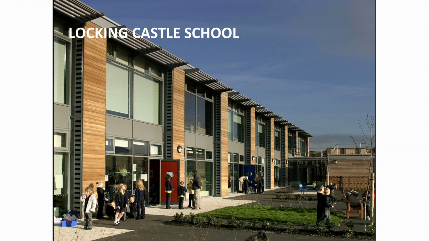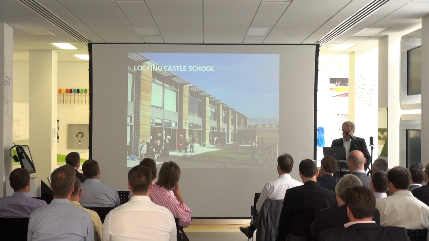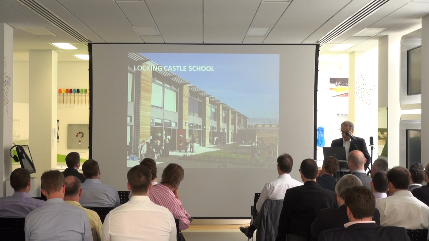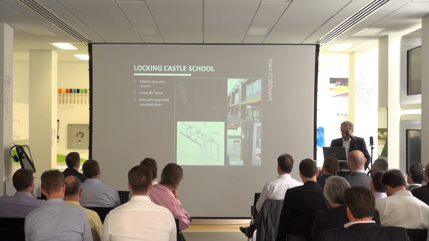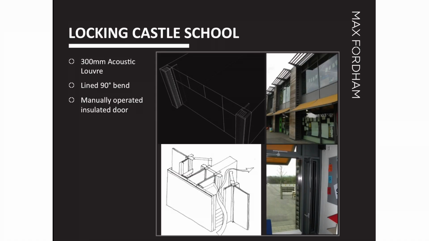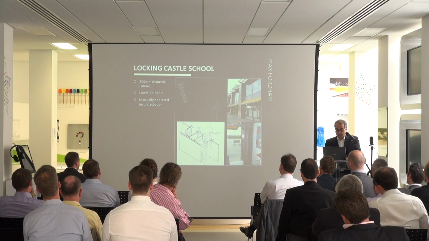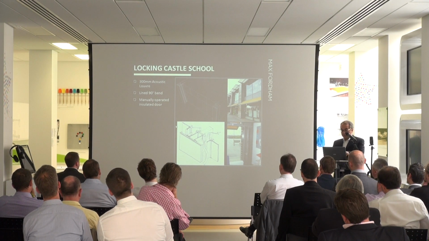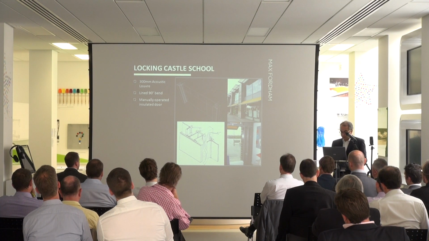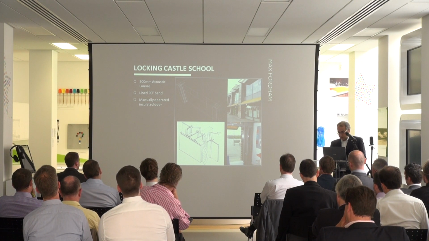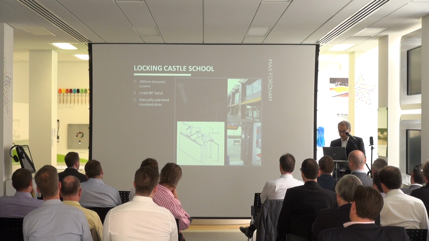In Locking Castle School, these are the inlets here, these grids, and there is a 300 mil acoustic louver inside these units, and there is also a 90-degree bend, and so this performs slightly better than the previous solution because of the lining, and has a manually operated insulated door to provide thermal but also acoustic insulation. And so here's how the door looks from inside.